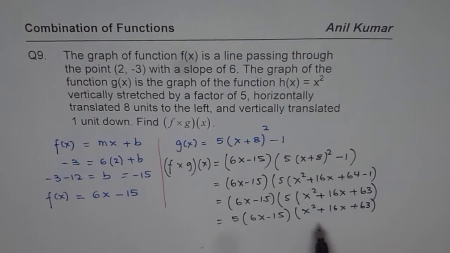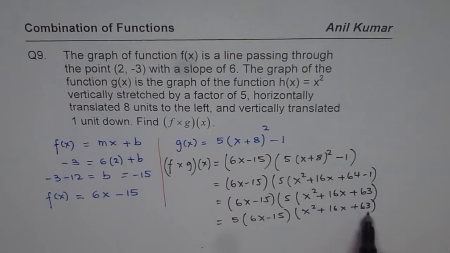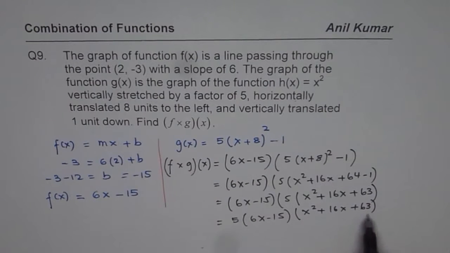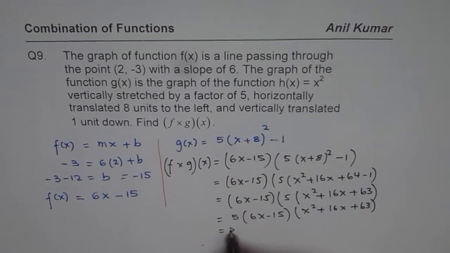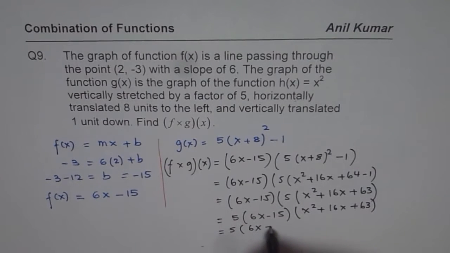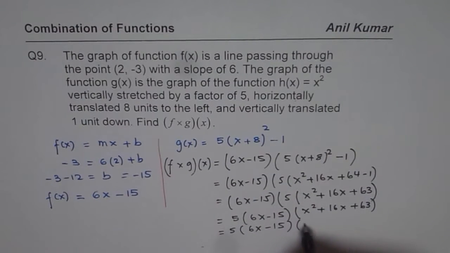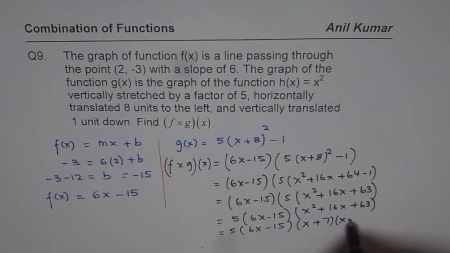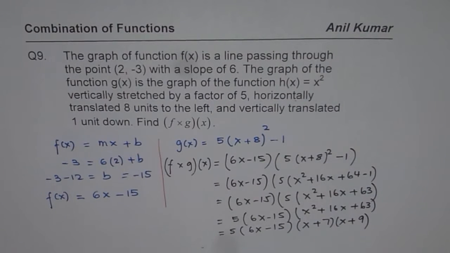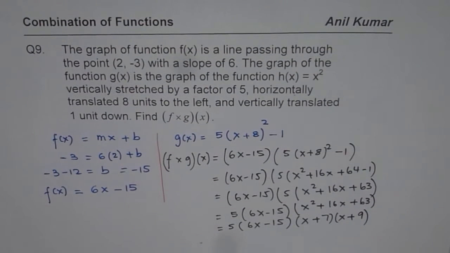We can further factor it. 63 is the product of 7 times 9, right? And when you add 7 and 9 you get 16. So we could write this as 5 times (6x minus 15) times (x plus 7) times (x plus 9), right? So that is how you could write this particular function. So it's a cubic function which has 3 zeros, right?